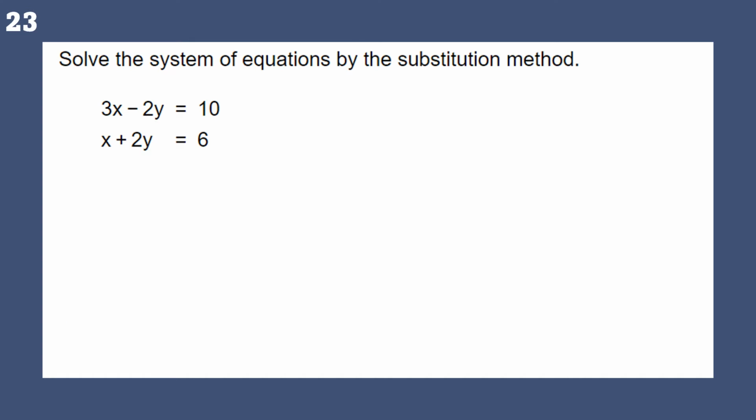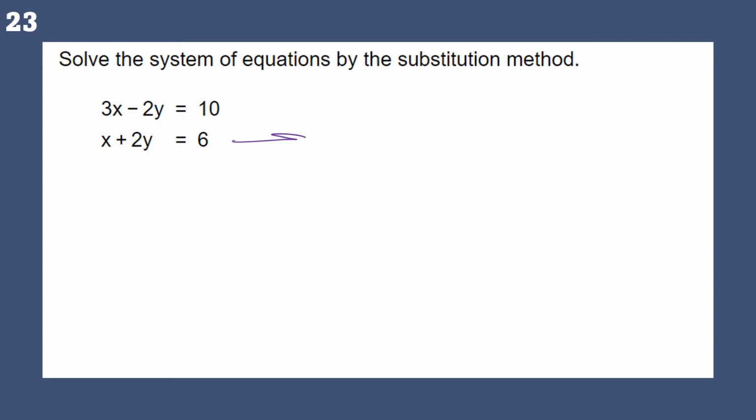Solve the systems of equations by the substitution method. Now, in order to solve them by the substitution method, they need to be equal to the same thing. Right now they're not. And so what I'm going to do is set them both equal to the same value, or I can set one of them equal to something and back substitute it in. I think it's a little bit easier if you can get them equal to the same thing at the same time. So here's what I'm going to do.